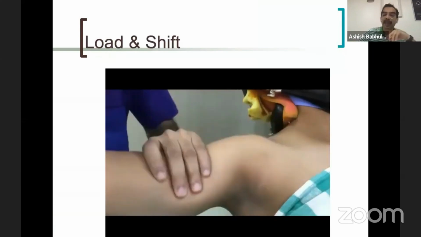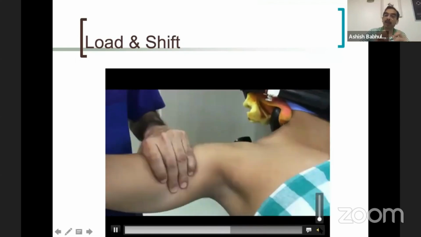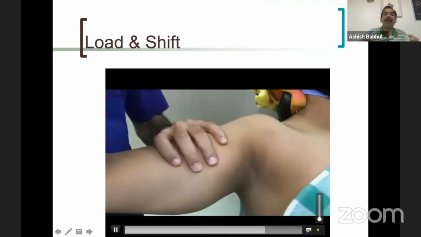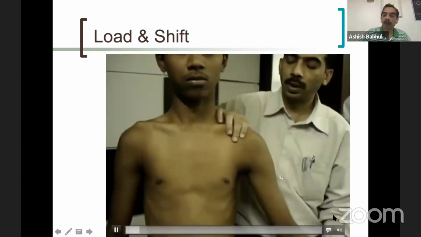But this here is the classic load and shift test. And you will see that we are able to dislocate this shoulder completely anteriorly. Again, I would prefer to do this under general anesthesia. I rarely do this in the clinical setting. So don't do this in the OPD because it can cause problems.